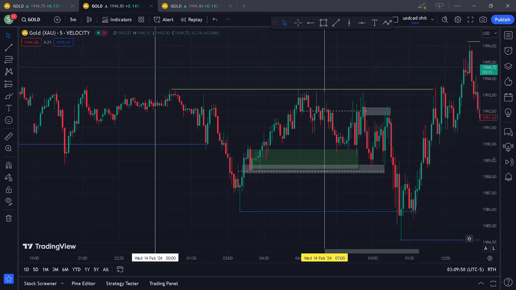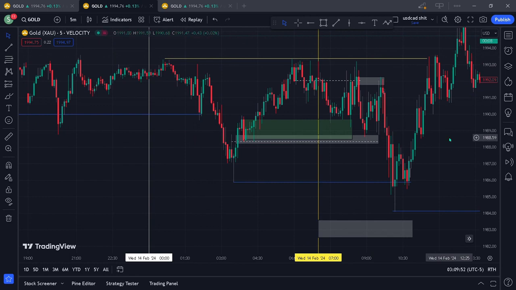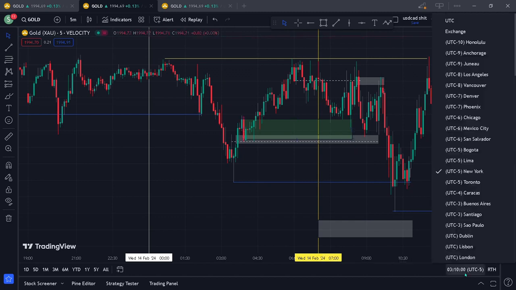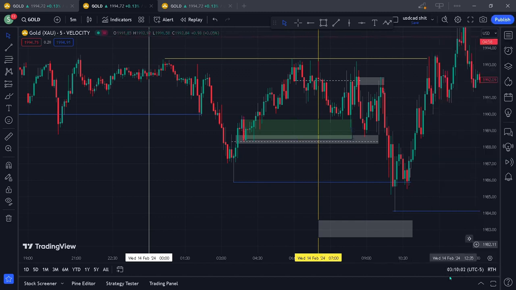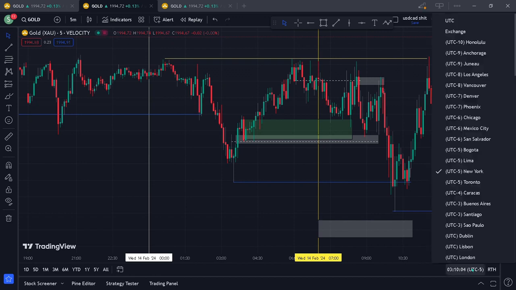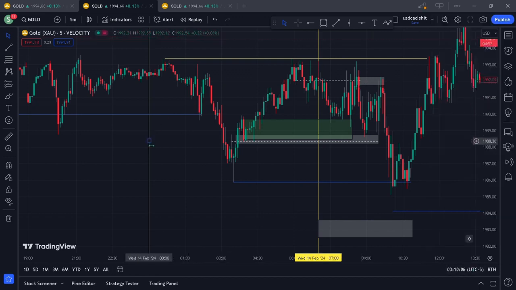Okay, fellow traders, back again with another market review on gold, showing you my 5-minute strategy, how it works, what you need to look for, how you need to mark up your chart. First things first, as always, we are using ICT concepts, so make sure your chart is set to New York time. Secondly, you want to highlight 12 o'clock midnight, and you want to highlight 7 a.m. so that you have the London session and the New York session separated.